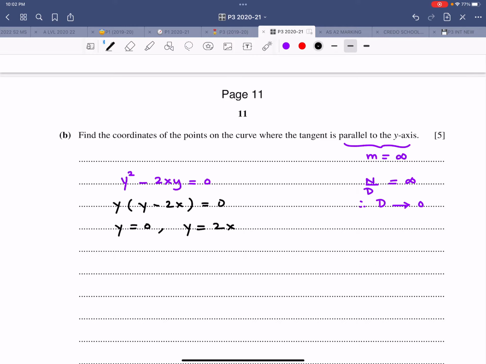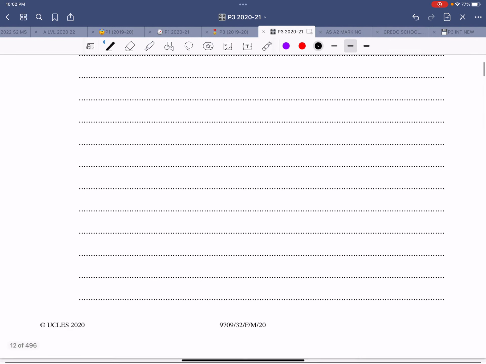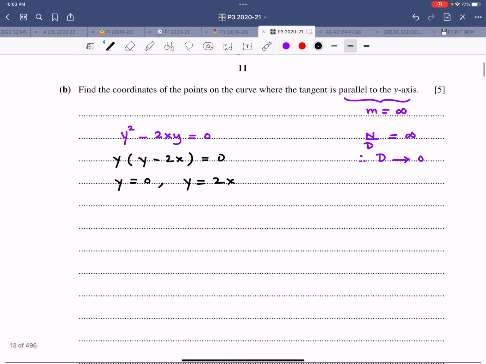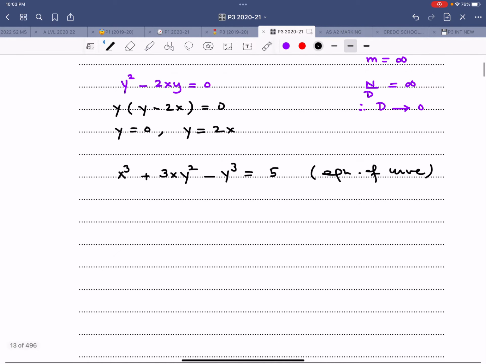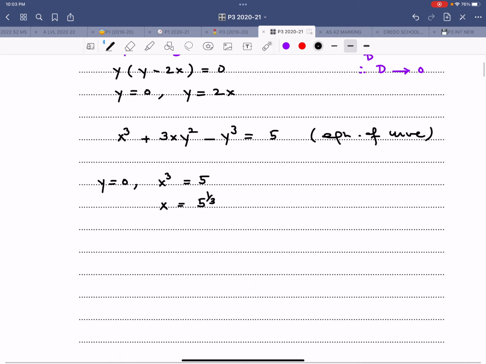Now solve with the original equation. That is x cube plus 3xy square minus y cube equals to 5. This is the equation of the curve. When y is 0, x cube is equals to 5. The two terms disappear, therefore x is 5 raised to the power of 1/3. They're asking for the coordinates. That's one option, 5 to the 1/3 comma 0. Is it applicable? We would see it in a short while.